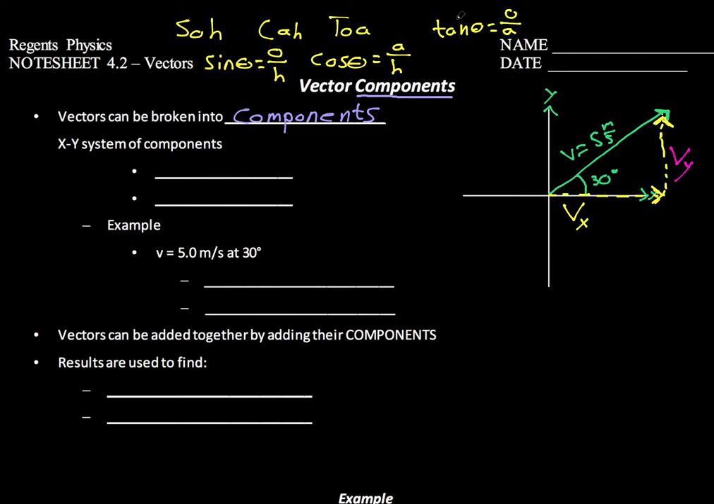So we can use trig to figure out our v sub x, and what I can do is say, okay, well, I know the angle, and I know the hypotenuse, right?